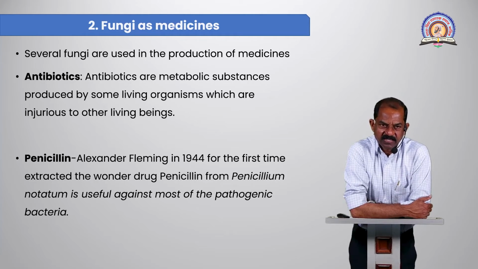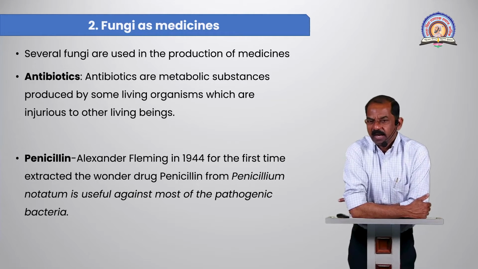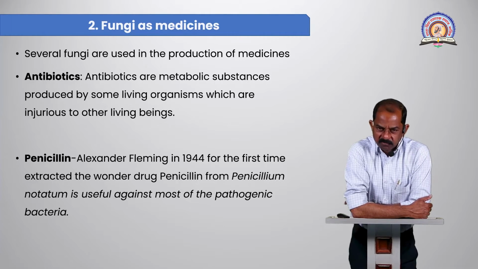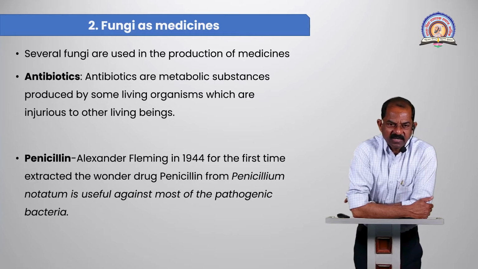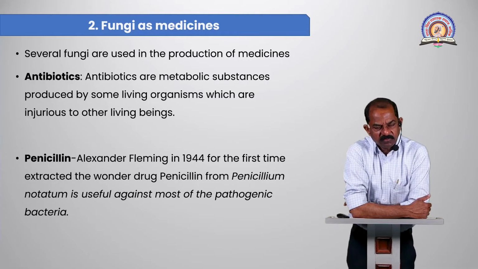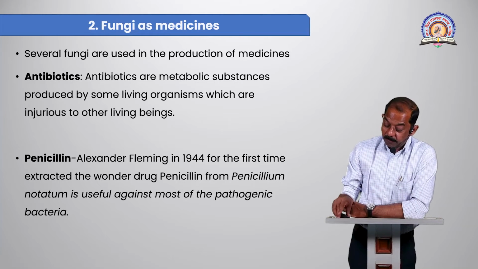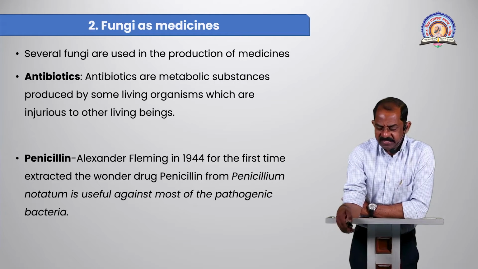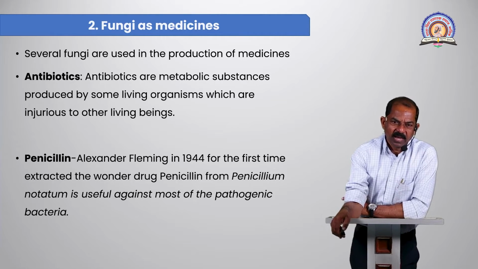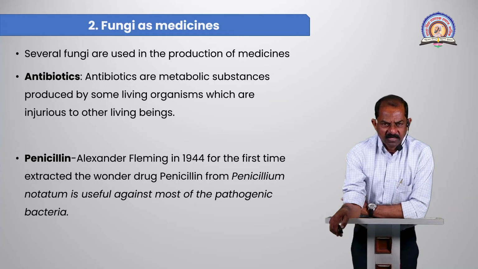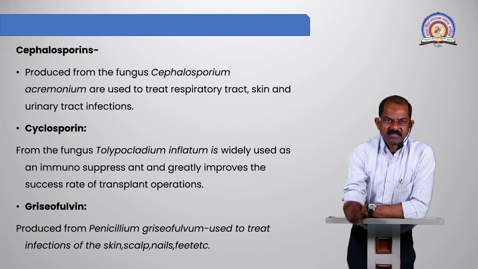Means a substance obtained from one microorganism which has the capacity to stop the growth of or kill other microorganisms is an antibiotic. One example is penicillin: Alexander Fleming first extracted the wonder drug penicillin from Penicillium notatum, and it is useful against pathogenic bacteria, stopping the growth of bacteria.